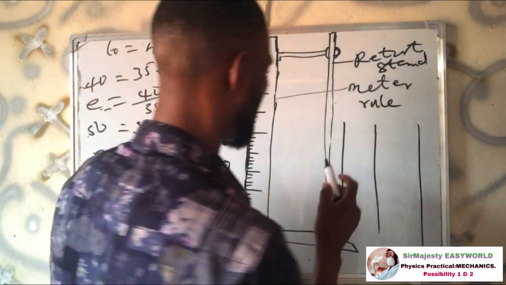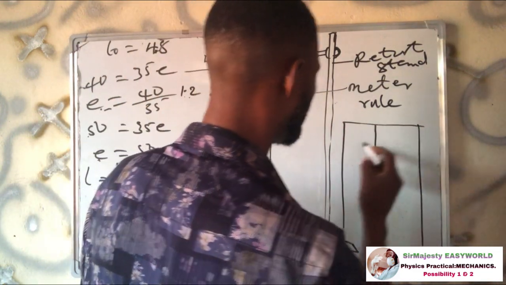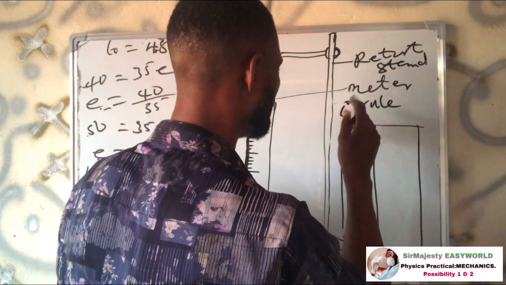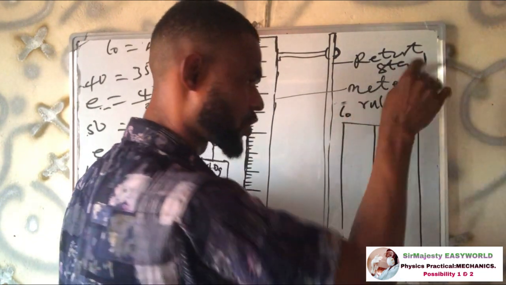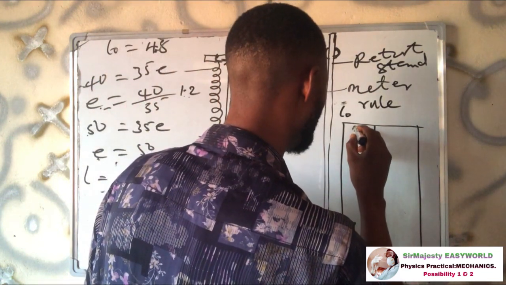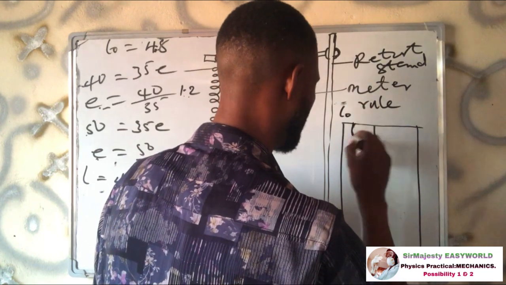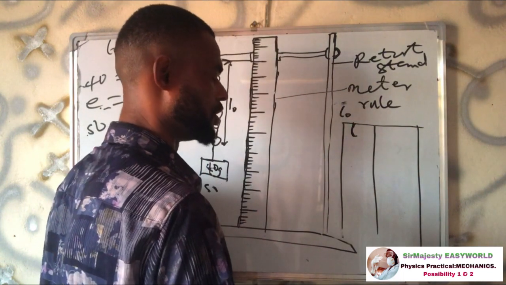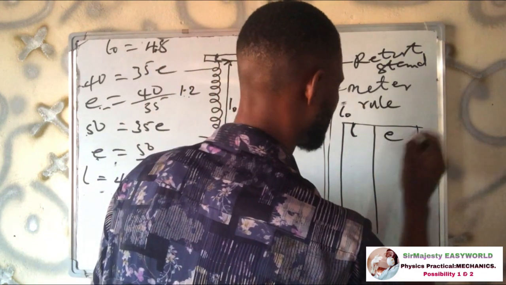Now, my I0 cannot come into the table. It cannot come into the table because it's a constant figure. What I will have in my table is L, because L values are many. It depends on the mass hanging on it. Then I can have my extension.